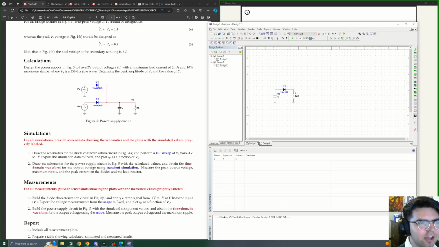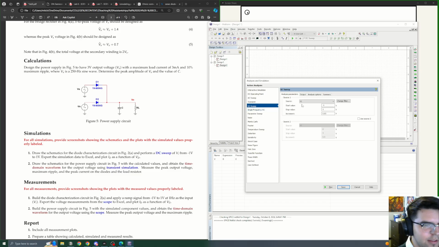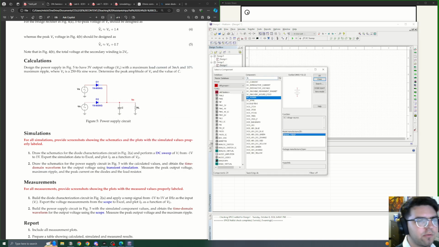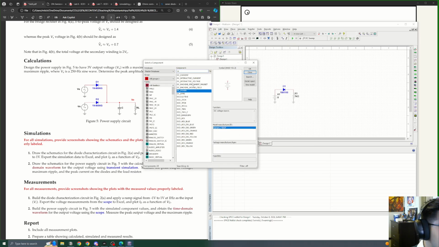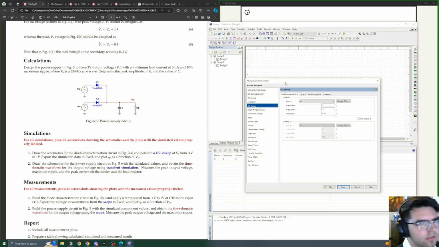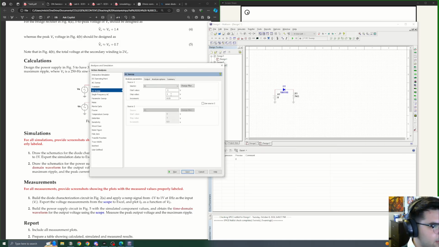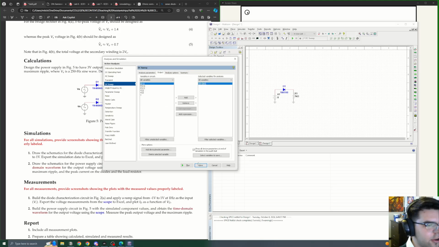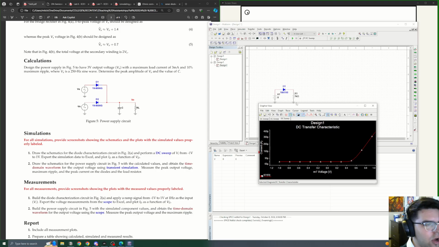So get the schematic together, go to the simulations tab, DC sweep, and make the source the name of the source that you provided, right? This block here that you're going to use for your DC voltage is called DC power, right? Now go to your DC sweep, set the start and stop values to what they want, and make the increment tight enough so that we can get a good looking plot. Select your output as the current of the diode, and then we can go and click run.